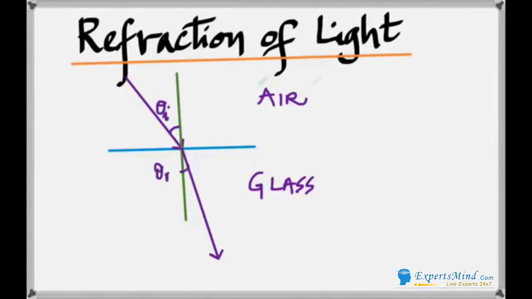All right. Okay, let me build it up on what I did. That is theta I, the angle of incidence, that is theta R. And when you write it like this is how you read it: refractive index of glass with respect to air.